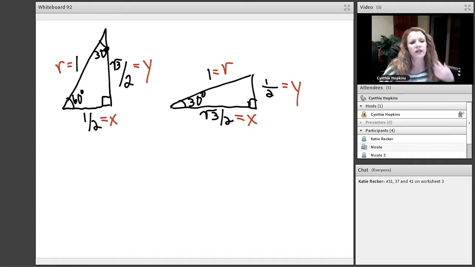Let's take the 1/2. In the first triangle, the 1/2 was the X value, but in the second triangle, the 1/2 was the Y value. But in both of them, it is the short leg of a 30, 60, 90.